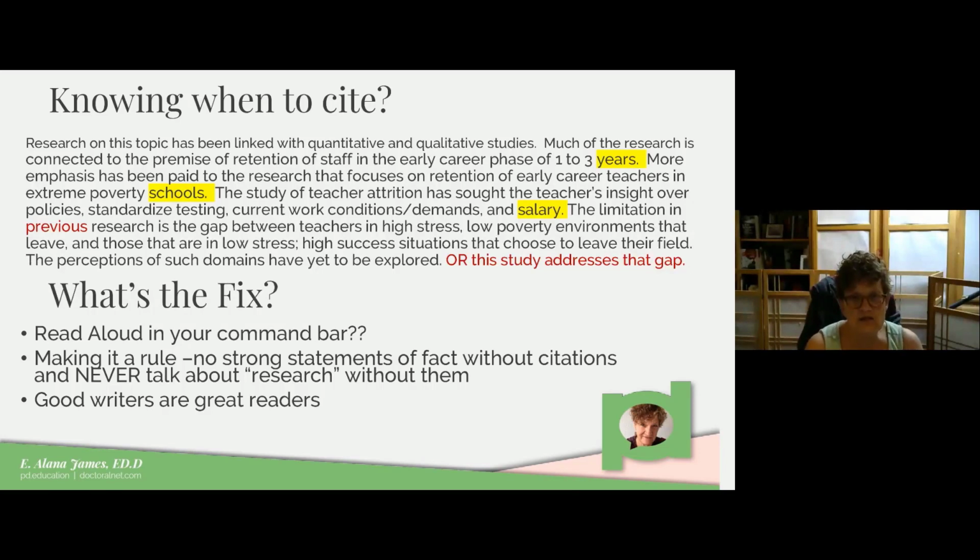and then leads into the limitation. And I'd get rid of the word previous, because the limitation in this research is the gap between teachers in high stress, low poverty environments that leave, and those that are in low stress, high success situations that choose to leave their field. And then rather than say the perceptions of such domains have yet to be explored, I would simply end that paragraph as "this study addresses that gap." Why did I take out previous? Because when you're writing, those things that you are reading are all previous research, and therefore it's redundant.